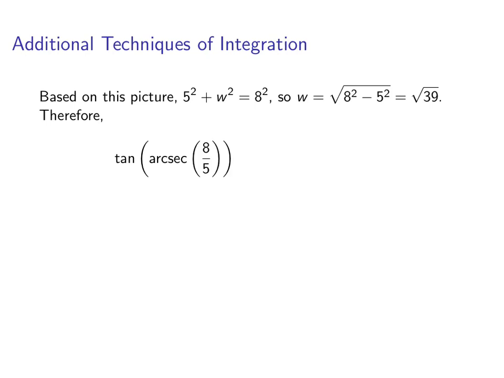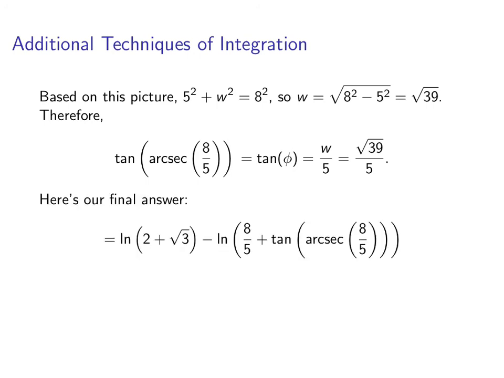Okay, so if we go back to our picture, now we know what tangent of this is. Tangent of phi. So based on the picture, we can just say opposite over adjacent. So that's w over 5. We calculated w was square root of 39. So that's what tangent of arcsecant of 8/5 will be, root 39 over 5.